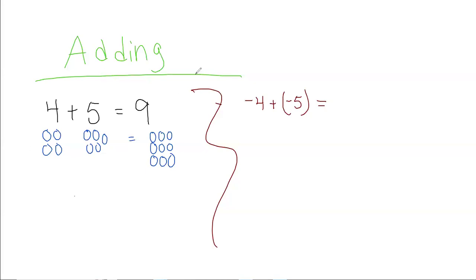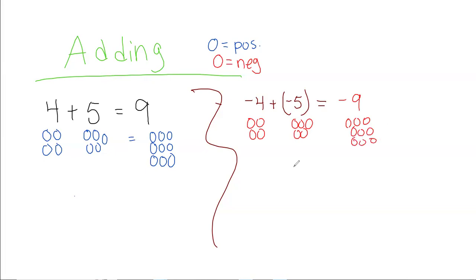Okay, so I'm going to use blue little circles to be positive numbers, and I'm going to use red little circles to be negative. 4, 1, 2, 3, 4, 5, and then you would have 9 little negatives. So when you are adding two negatives, it is the same exact thing as adding two positives. You will add like normal, but your result will be negative.